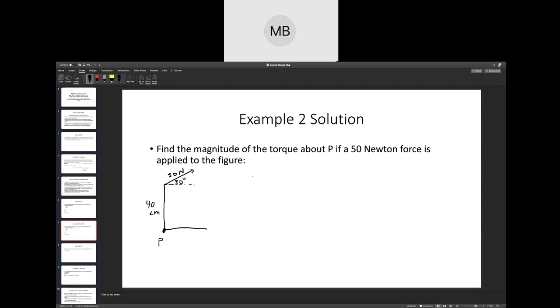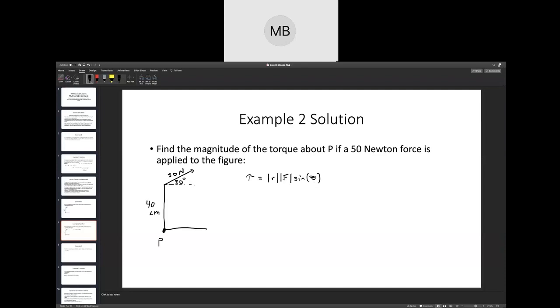So the solution is actually not too bad. The torque is equal to the length of the position vector, we'll call that R, times the length of the force vector, which we'll call F, times sine of theta. And that theta is the angle between the force vector and the position vector.